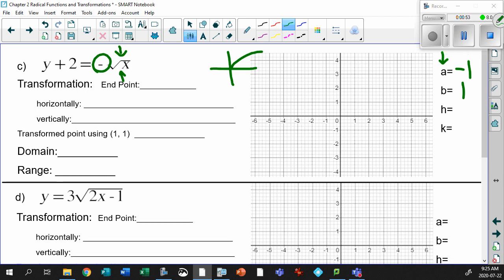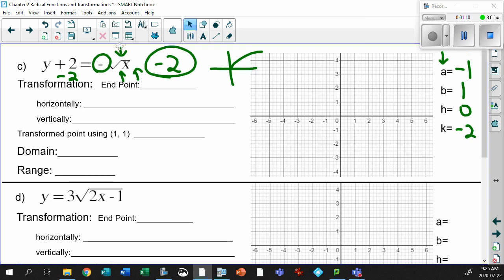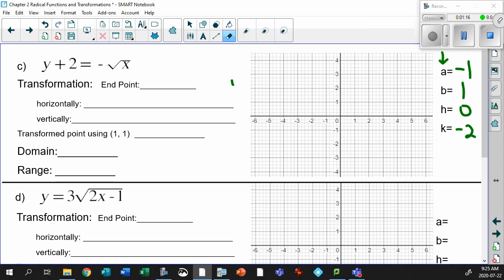Your H value, are you moving anything horizontally? No. But our K value, oh, look at this. Well, let's bring that over to the other side. Oh, now I understand. Yeah, our K value is going down by 2. So our H value does nothing. Our K value goes by -2. So let's talk about this first. Let me clean this up because we need the room. Okay. So now that we have identified our A, B, H, and K, let's talk about this for a second.